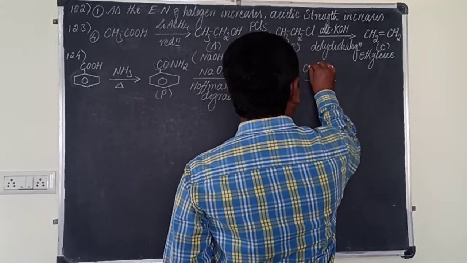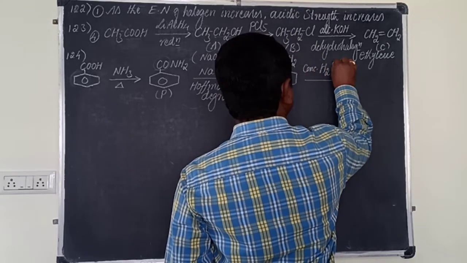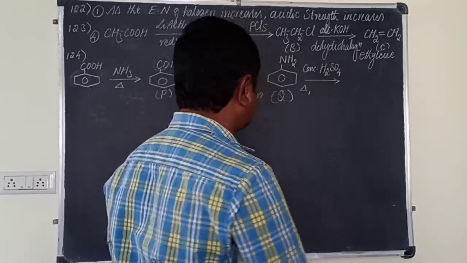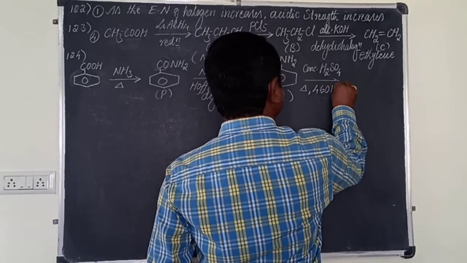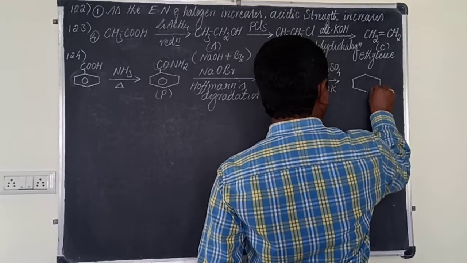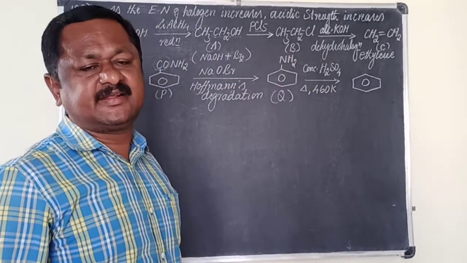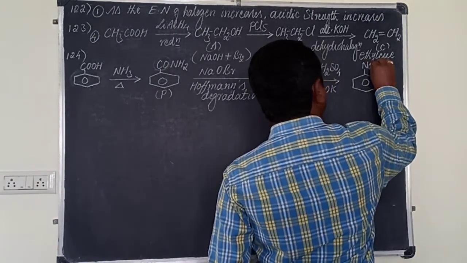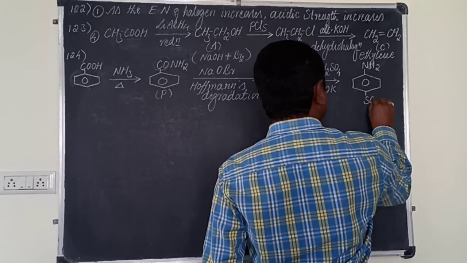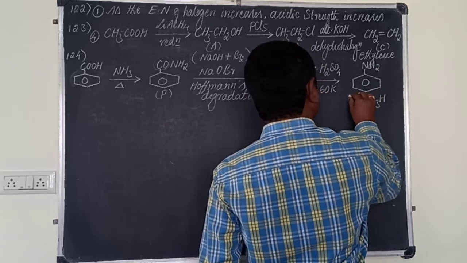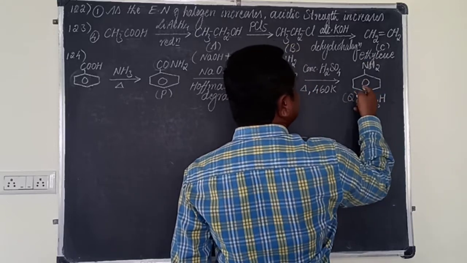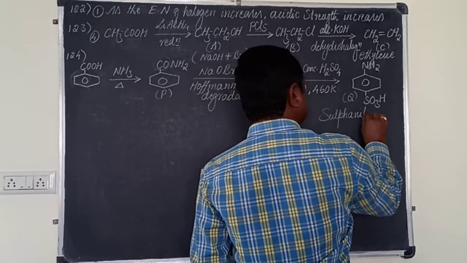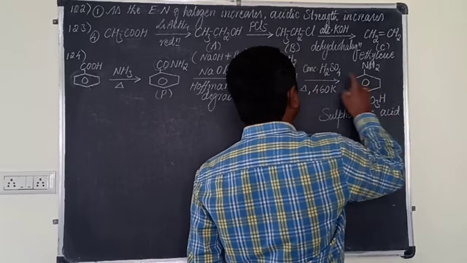Now it is heated with concentrated sulfuric acid at 450 to 460 Kelvin. This gives sulfonation. The amine is an electron releasing group, so it gives ortho and para derivatives. The major product is at the para position, where hydrogen is replaced by a sulfonic acid group. So this is Q, para-aminobenzene sulfonic acid. This is the sulfonation of aniline.